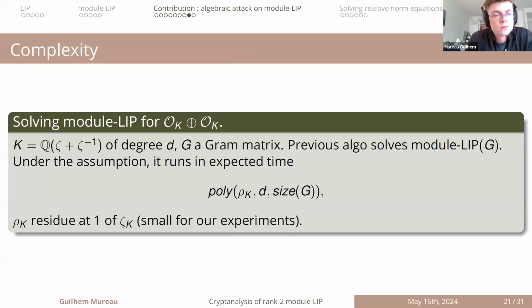Okay, so the complexity of the algorithm is the following. Under the randomization assumption, it will solve module LIP in expected time polynomial in rho_K, d, the degree of the field, and the size of the matrix coefficients. And actually, for the experiments we did, rho_K was very small, so we can get rid of it. But we can actually prove that it is always small.